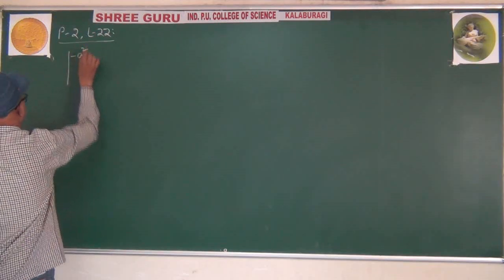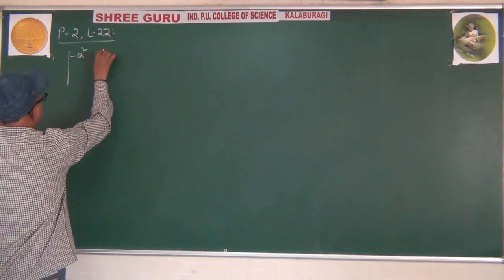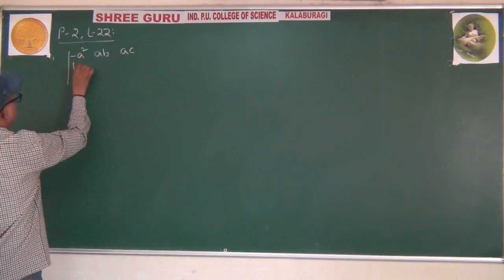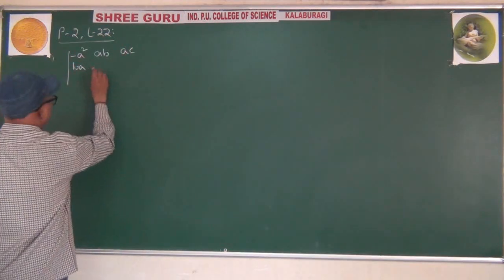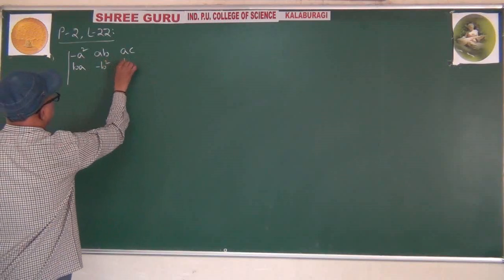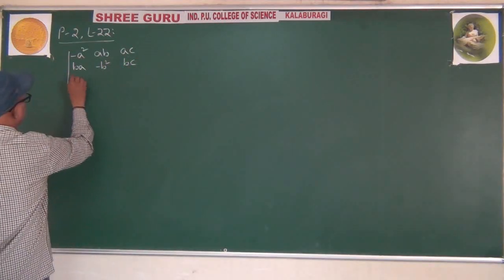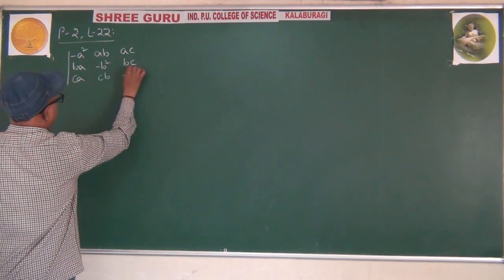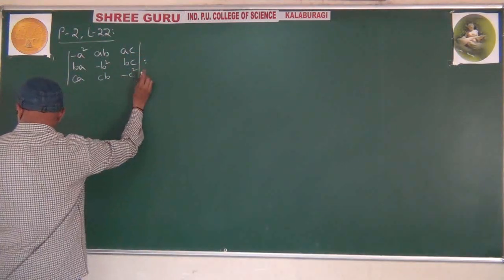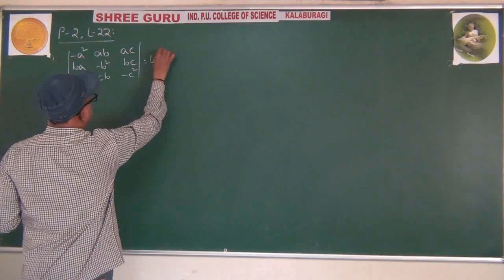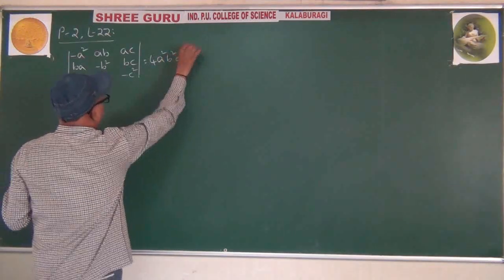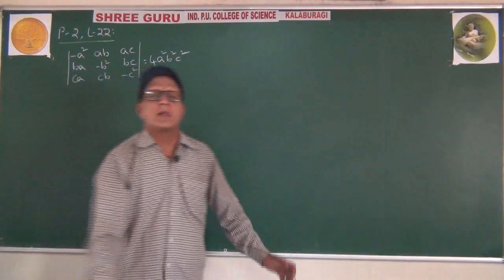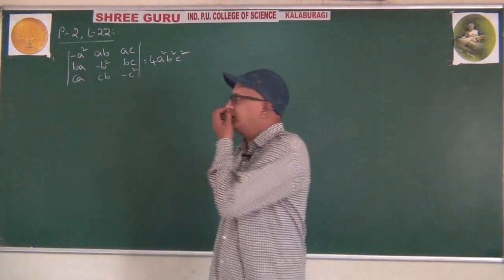minus a square, ab, ac, ba, minus b square, bc, ca, cb, minus c square equals 4a square b square c square. Right? This is the question.